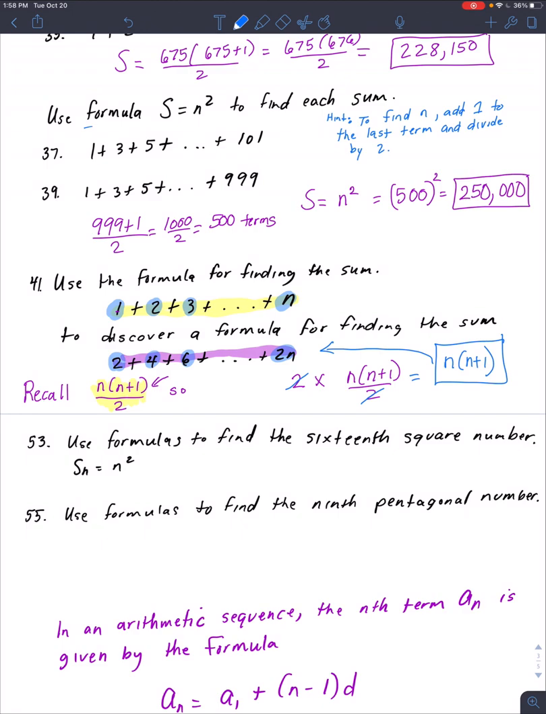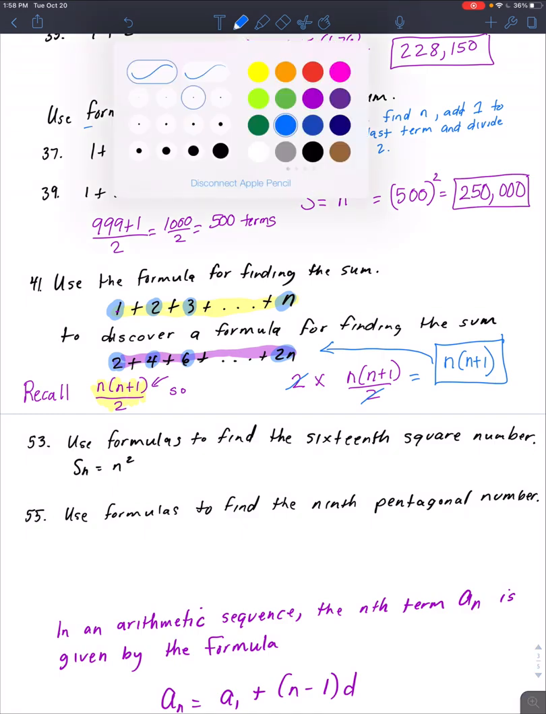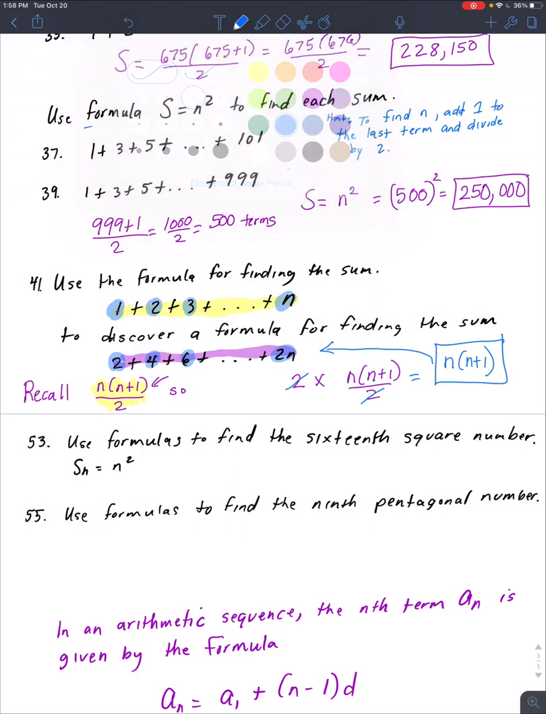All right, number 53, moving on to the next one, it says, use the formulas to find the 16th square number. And then they tell us s of n is equal to n squared. So we're looking for the 16th one. That tells me we want to know when n is 16. So put that in the formula here, and you're just going to get 16 squared. So the 16th square number for this problem is going to be 256.